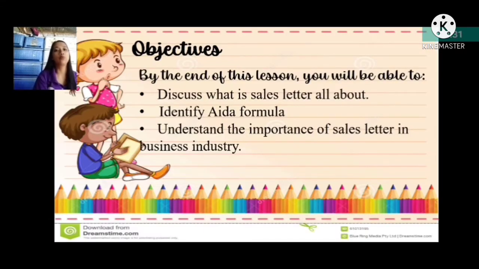Moving on to my objectives. By the end of the lesson, you will be able to discuss what a sales letter is all about, identify the formula, and, of course, understand the importance of sales letters in the business industry.